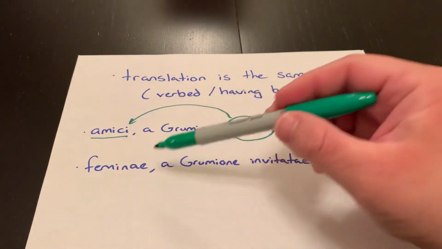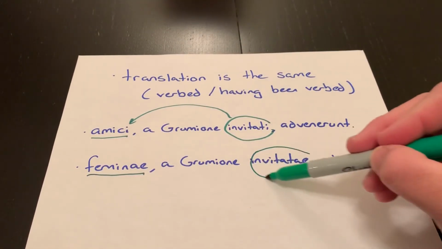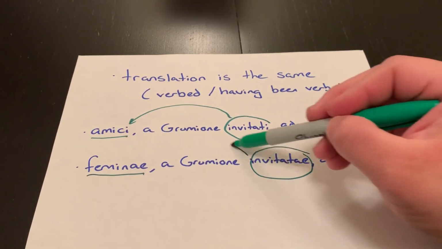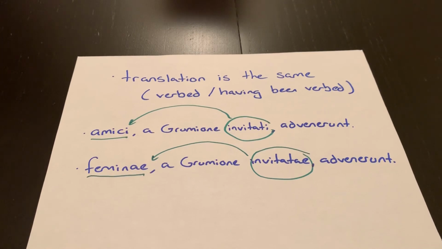Another example, feminae, so the women, invitatae, invited by Grumio, talking about the women, invited by Grumio, advenerunt, arrived. Again, it's still just invited or having been invited for the translation. It doesn't matter if it's singular or plural.